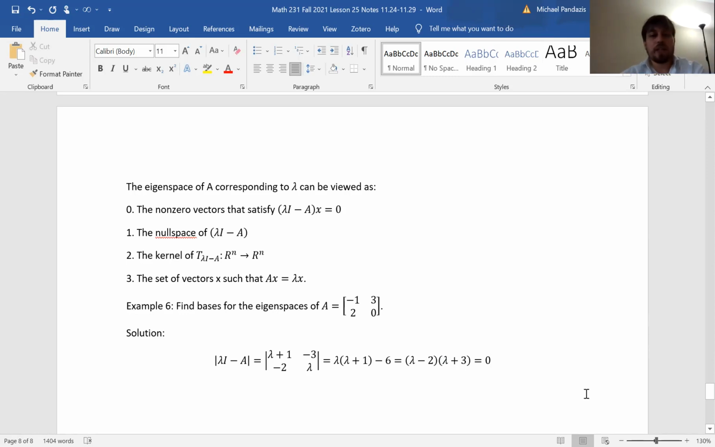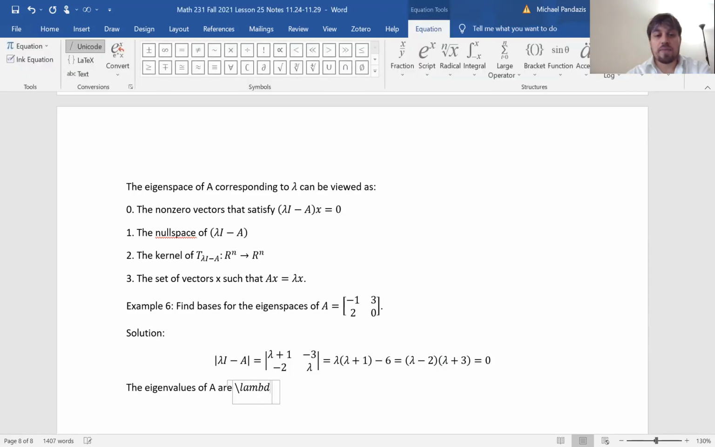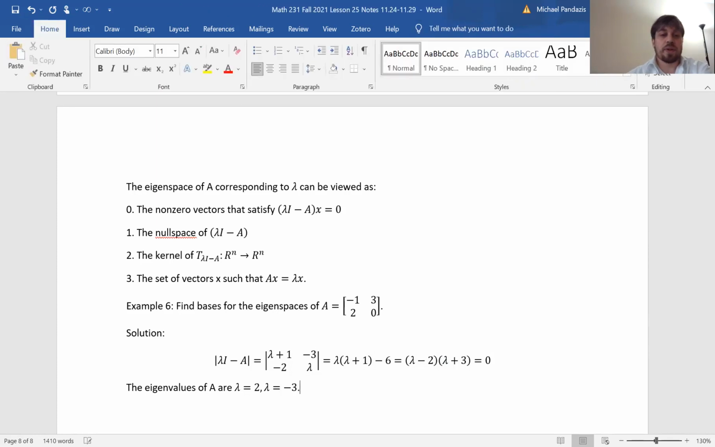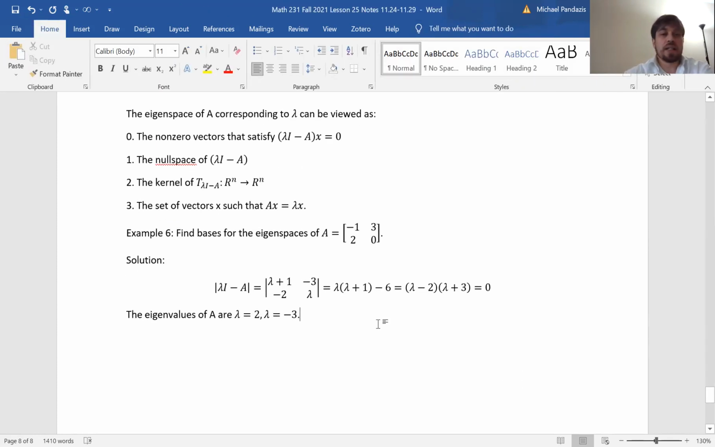Okay, so we're finding all the solutions to determinant of lambda I minus A equals 0. And so the eigenvalues of A are lambda equals 2 and lambda equals -3. So those are the 2 eigenvalues. So we have eigenspaces corresponding to each of those eigenvalues.